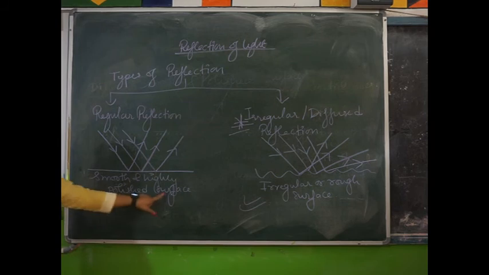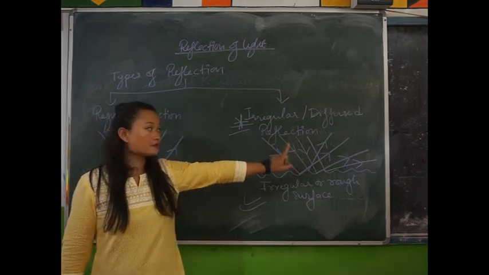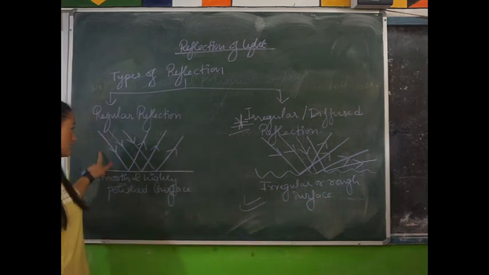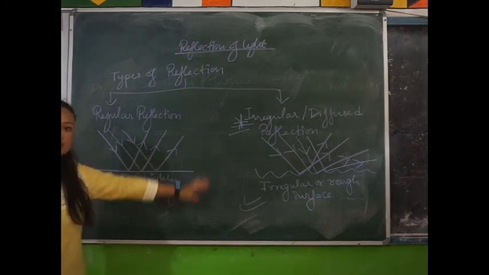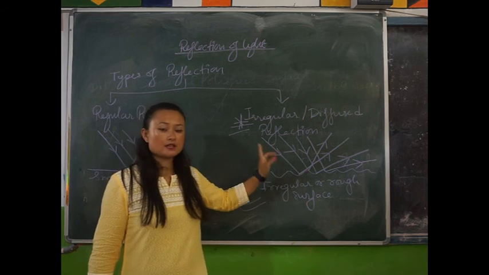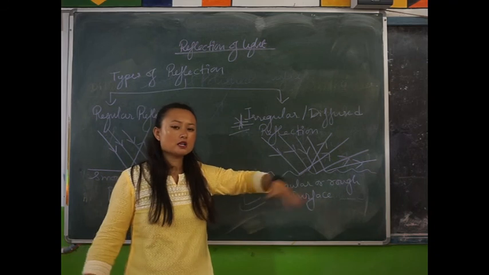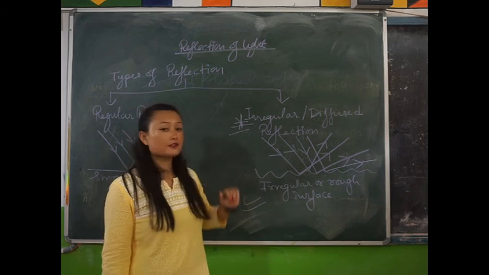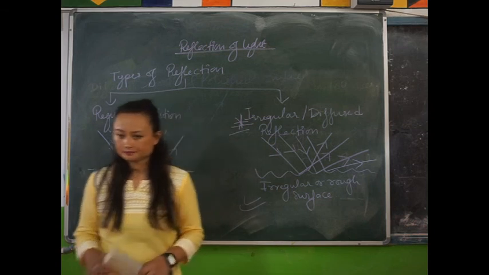It depends upon the surface. Regular reflection takes place on a smooth and polished surface. Irregular or diffuse reflection takes place on an irregular or rough surface. In regular reflection the rays reflect back in a regular manner, whereas in irregular reflection the reflected rays spread unevenly, they just go in all directions. And it is because of the irregular reflection that we can see things around us.